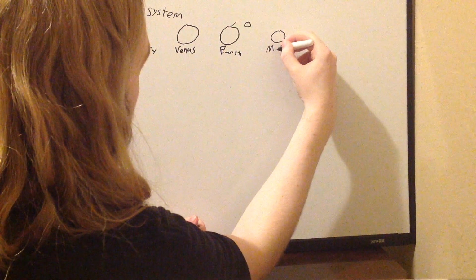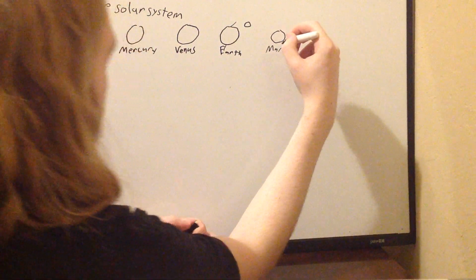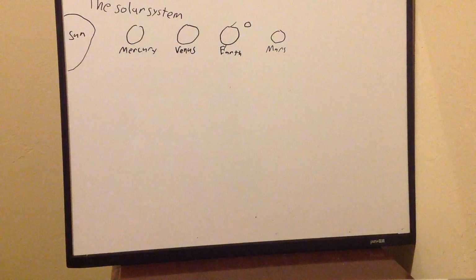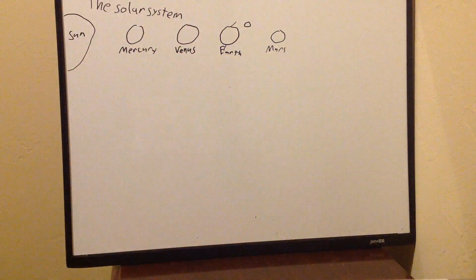Mars is pretty small. It's bigger than Mercury, but significantly smaller than Venus or Earth. It's well known as the red planet. The reason it's so red is that it has a lot of iron in its dust, and the iron kind of rusted, so it's red because there's a lot of rusty stuff in its dirt, which is pretty cool.